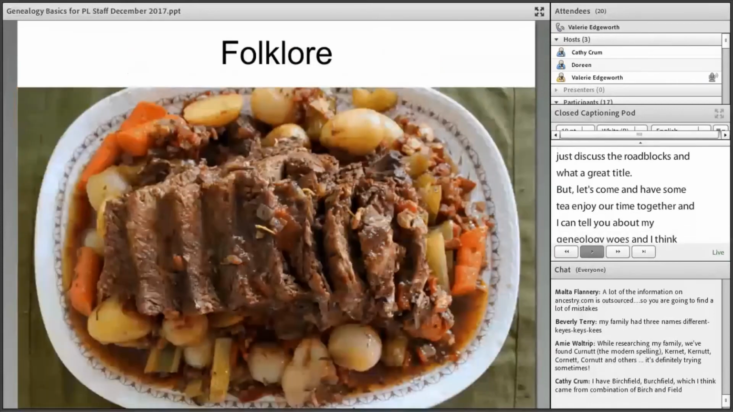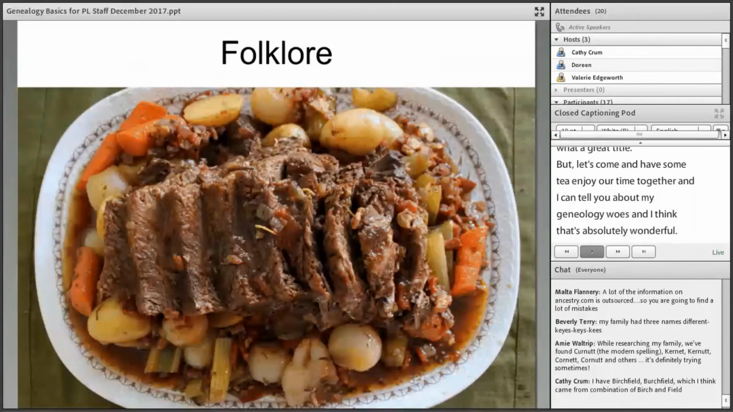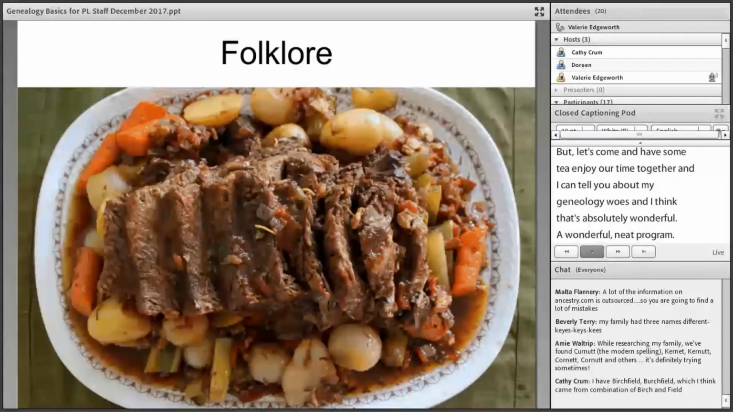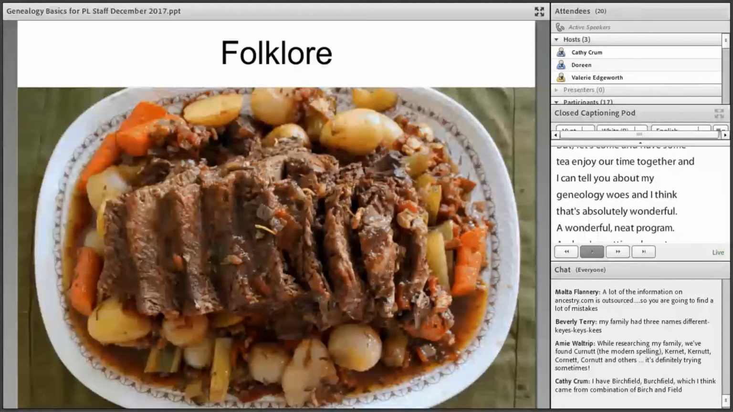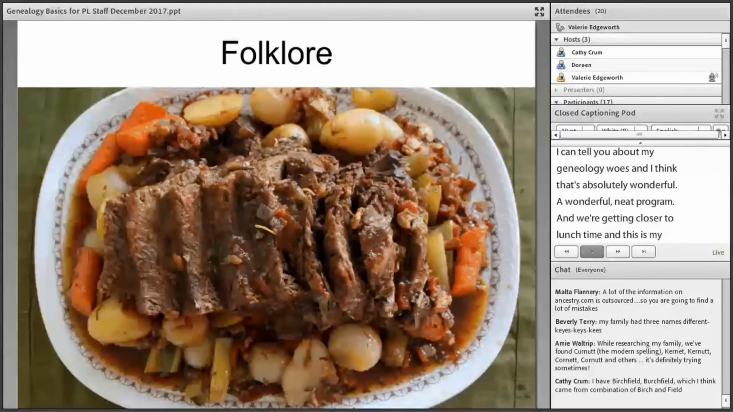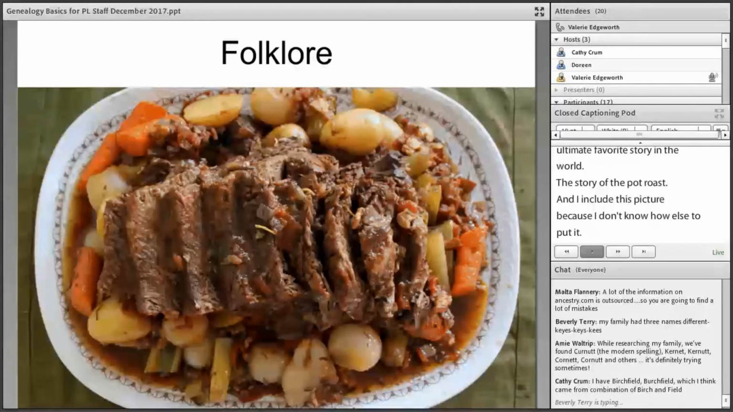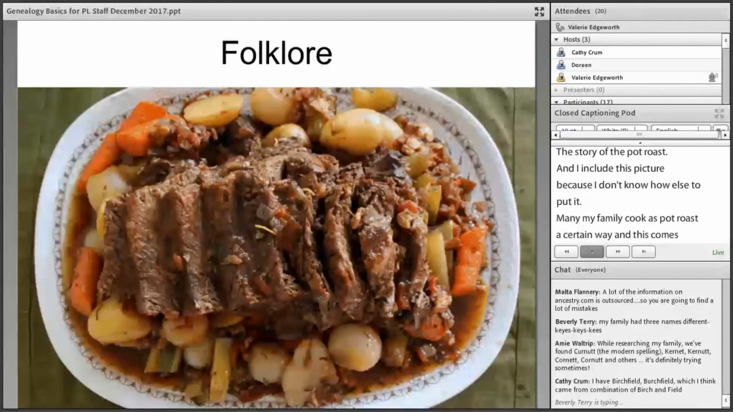A wonderful, neat program. Okay, we're getting closer to lunchtime, and this is my ultimate favorite story in the world: the story of the pot roast. I include this picture here because I just don't know how else to put it. My family cooks a pot roast a certain way, and this recipe comes all the way down from my great-grandmother. As I was growing up, I was attempting to learn how to cook. I'm still learning how to cook many years later.